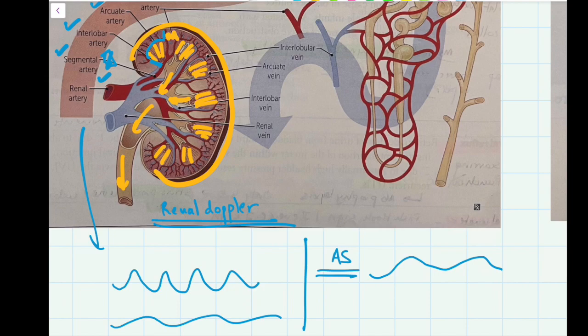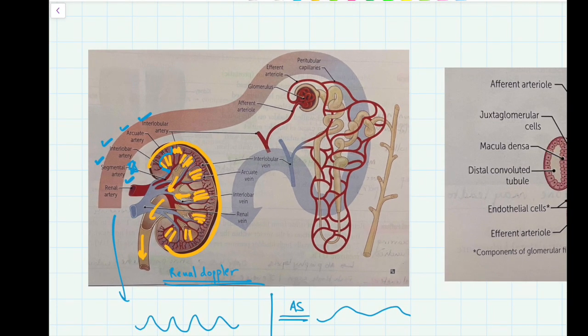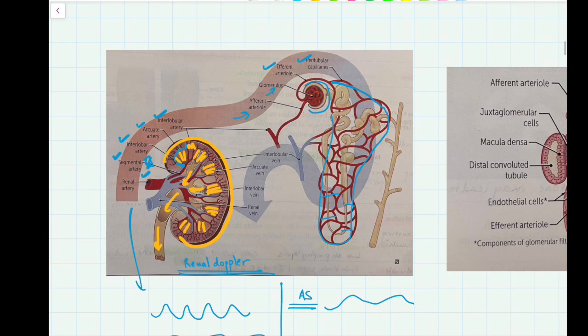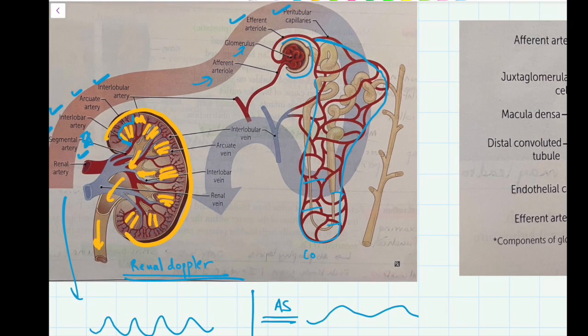Now what happens is that the interlobular artery forms the afferent arteriole that delivers blood to the capillary called the glomerulus, right. Glomerulus is in the Bowman's capsule, right. Then from the glomerulus arises the efferent arteriole, and the efferent arteriole gives rise to the peritubular capillaries. These peritubular capillaries will lead to the formation of vasa recta as well, and we all know that vasa recta is responsible for the countercurrent mechanism in the kidneys.